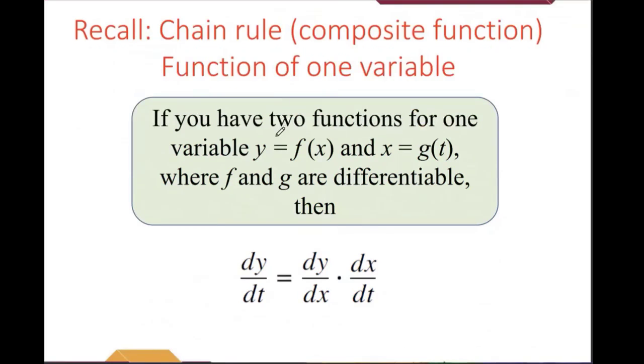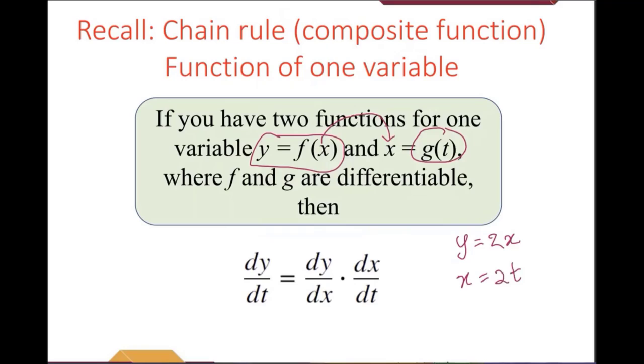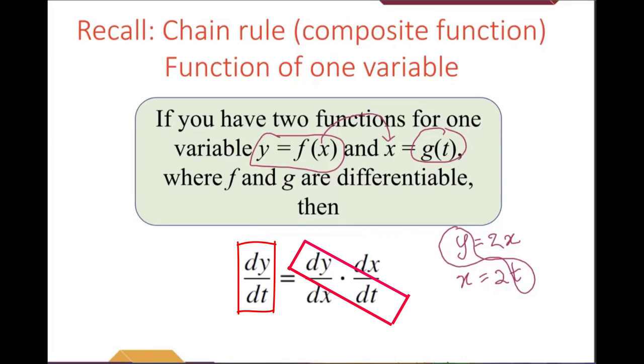You have two functions, y equal to f(x), and then inside x, you have an equation also, which is, let's say, g(t). For example, you have y equal to 2x. Then the question says x equal to 2t. So if you want to differentiate y with respect to t, you have to use this rule. We call it the chain rule: dy/dt equal to dy/dx times dx/dt. This is a function of one variable.